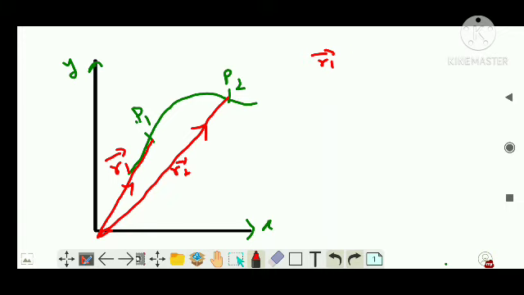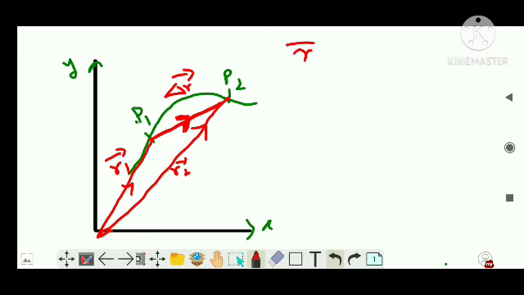Now, how would I show the displacement? That means initial position was P1 and final position is P2. Then obviously I have to draw a line like this. So this line, which I have made dark, indicates the displacement of the object from P1 to P2. It is the line joining the initial and the final point, and this is written by delta R vector. That is displacement.